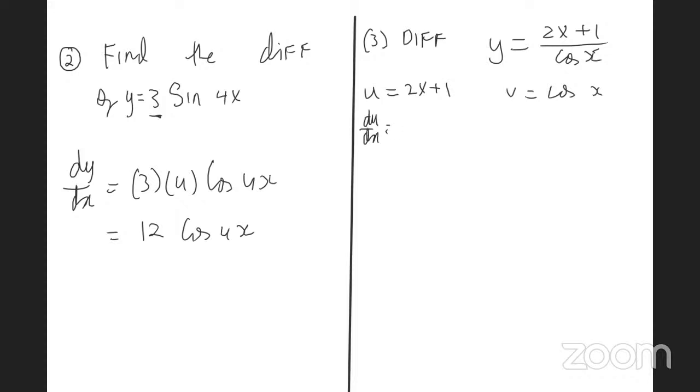Right, so du/dx is what? Du/dx is? dv/dx is minus sine x. Very good. Now we can jump to the formula.